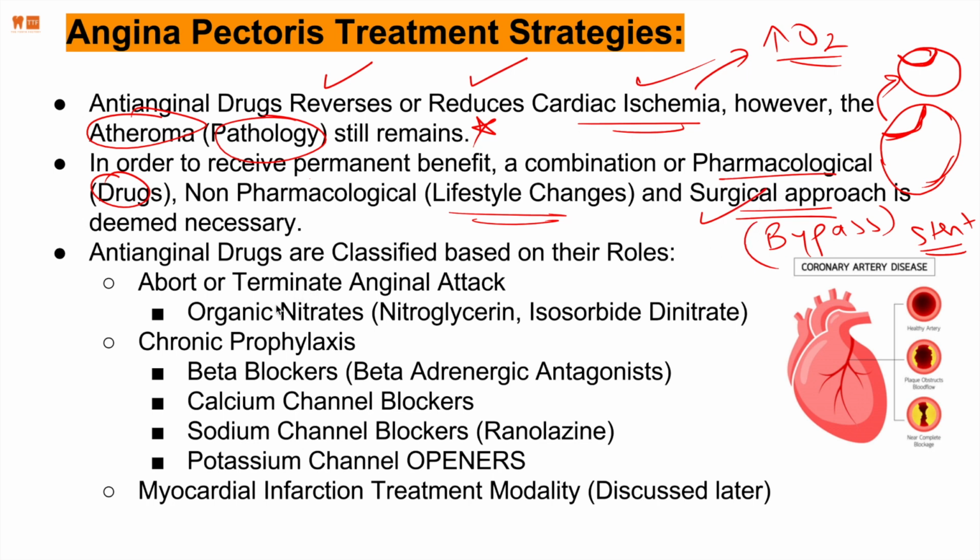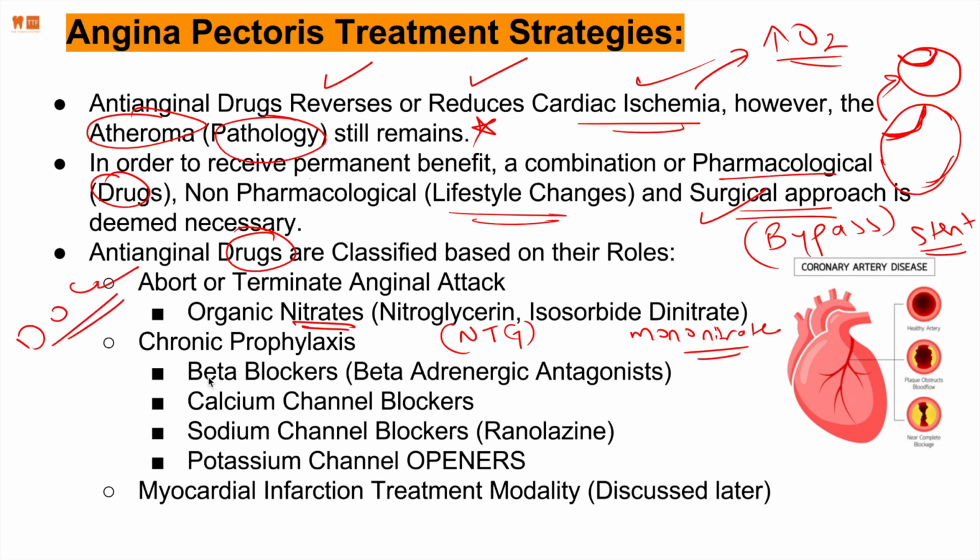In this lecture, we'll talk about drugs that are classified based on their role. One is the classification of drug that stops an anginal attack, that aborts or terminates the anginal attack, and those are the king nitrates. Nitroglycerin, also known as NTG, and isosorbide dinitrate. There's also a version called mononitrate. We'll talk about that as well. These are anti-anginal organic nitrates. Drug of choice, guys. Okay.